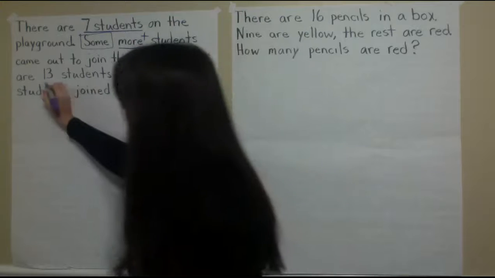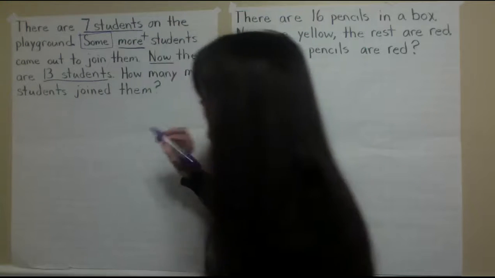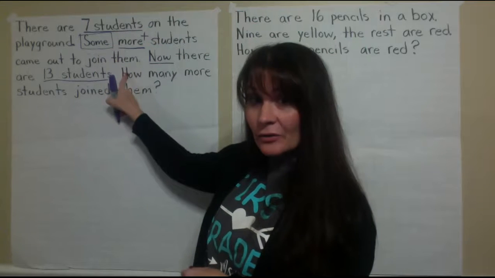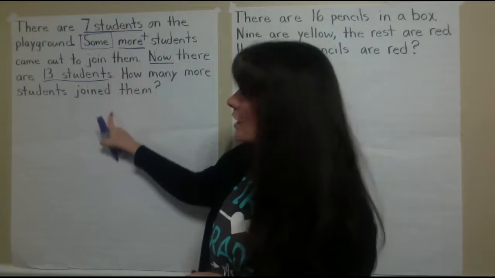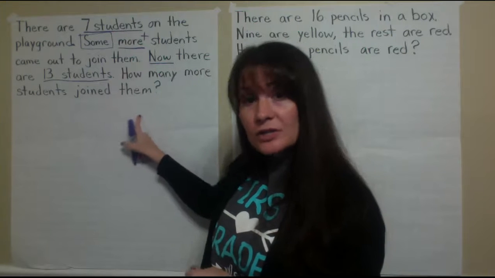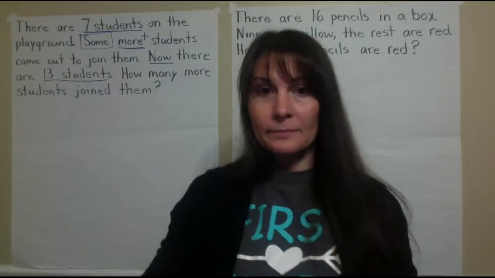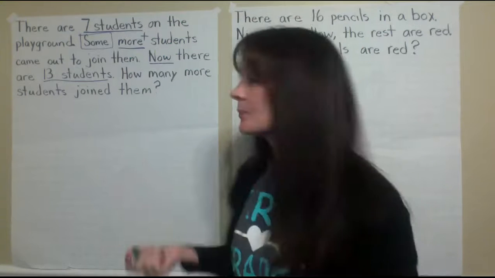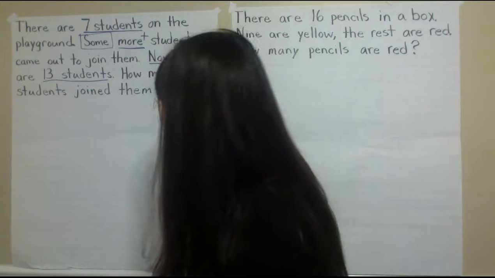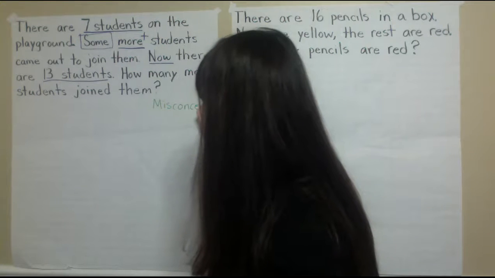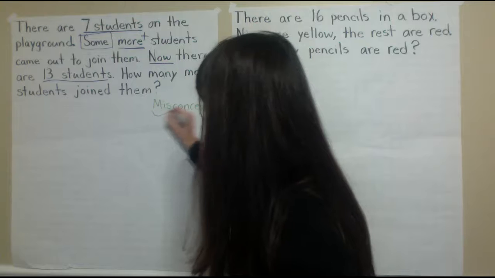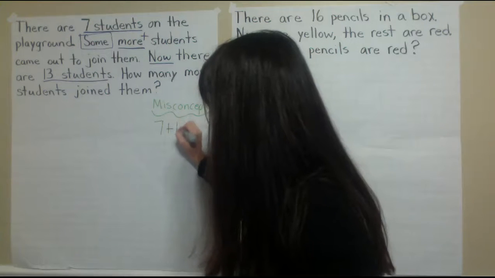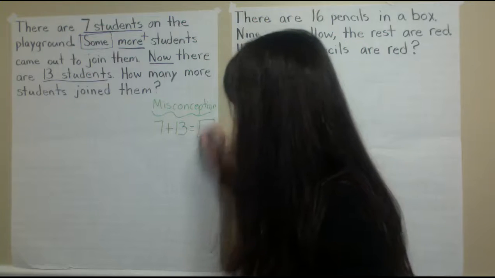Now there are 13 students. So if there were 7 students and some more came to join them, now there are 13. On your paper or your board, write an equation that you think would go with this problem. When you're ready, hit play. All right, let's think about what we know. I saw a misconception, so let's go ahead and address that misconception. Someone said 7 plus 13 equals box.